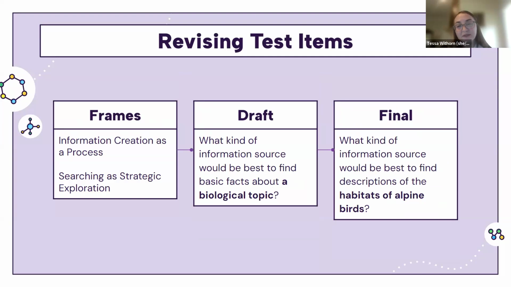So I made that more specific and said: what kind of information source would be best to find descriptions of the habitats of alpine birds? With the answer to that question, I was really trying to get them to think about reference sources and how that might contain different information than a scholarly article. So I thought that kind of source type question would be important to include, but would be enhanced by some more specificity in the assessment.